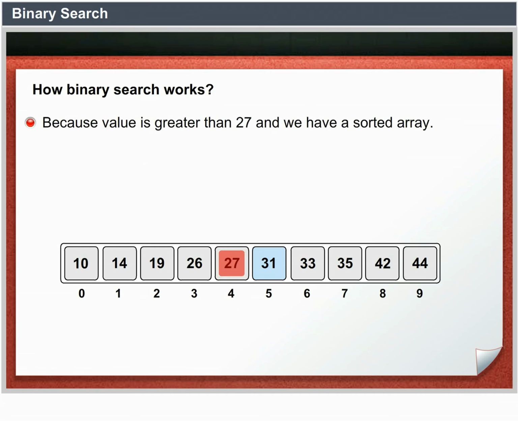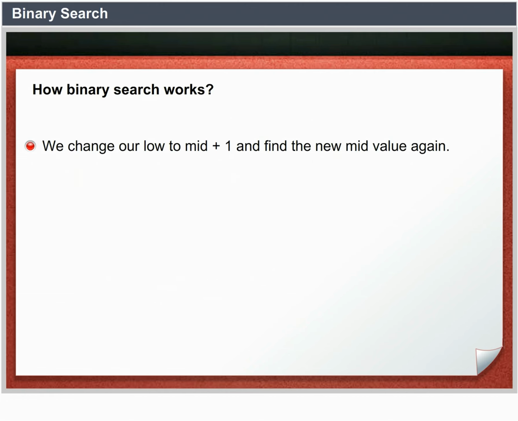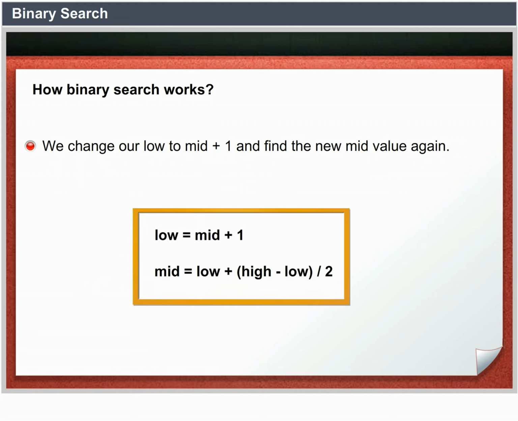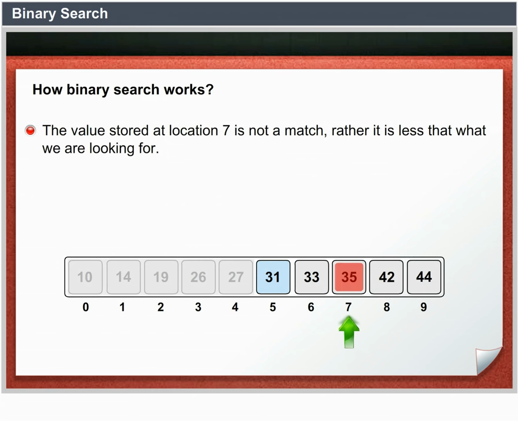Because the value is greater than 27 and we have a sorted array, we also know that the target value must be in the upper portion of the array. We change our low to mid plus 1 and find the new mid value again. Low equals mid plus 1. Mid equals low plus (high minus low) divided by 2. Our new mid is 7 now. We compare the value stored at location 7 with our target value 31. The value stored at location 7 is not a match. Rather, it is less than what we are looking for.